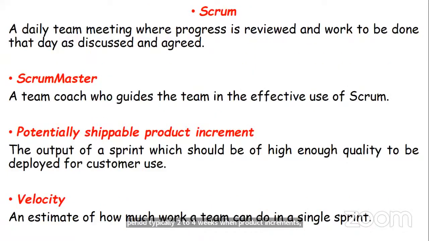So what is a Scrum? A Scrum is a daily meeting where progress is reviewed and work to be done that day is discussed and agreed. The Scrum Master is a team coach who guides the team in the effective use of Scrum. Potentially shippable product increment is the output of a sprint, which should be of high enough quality to be deployed for customer use. Velocity is an estimate of how much work a team can do in a single sprint.